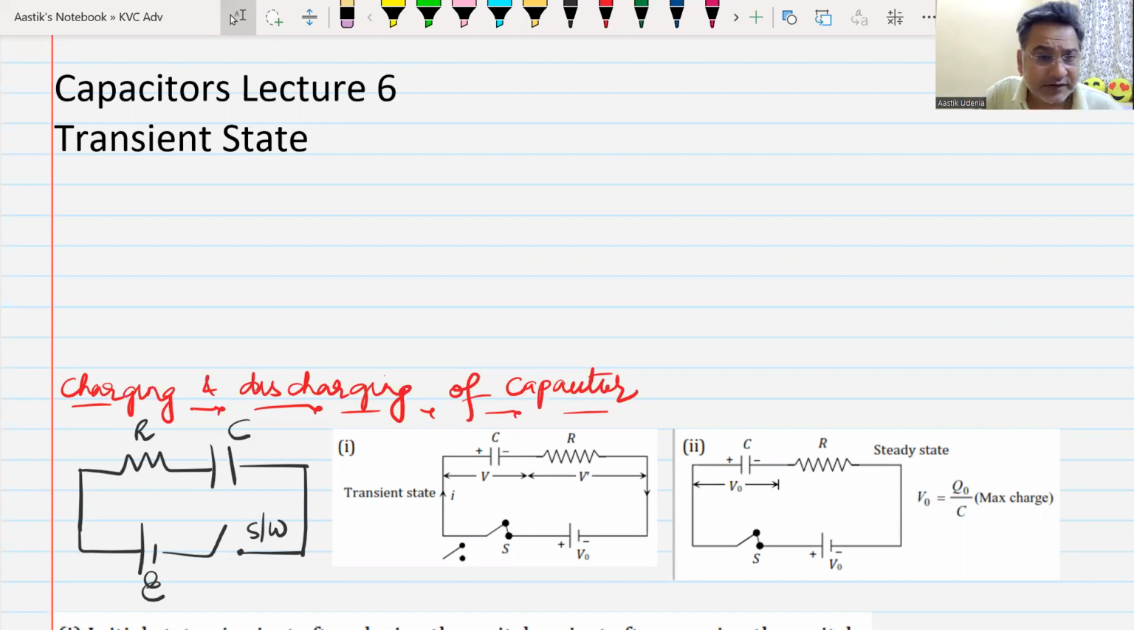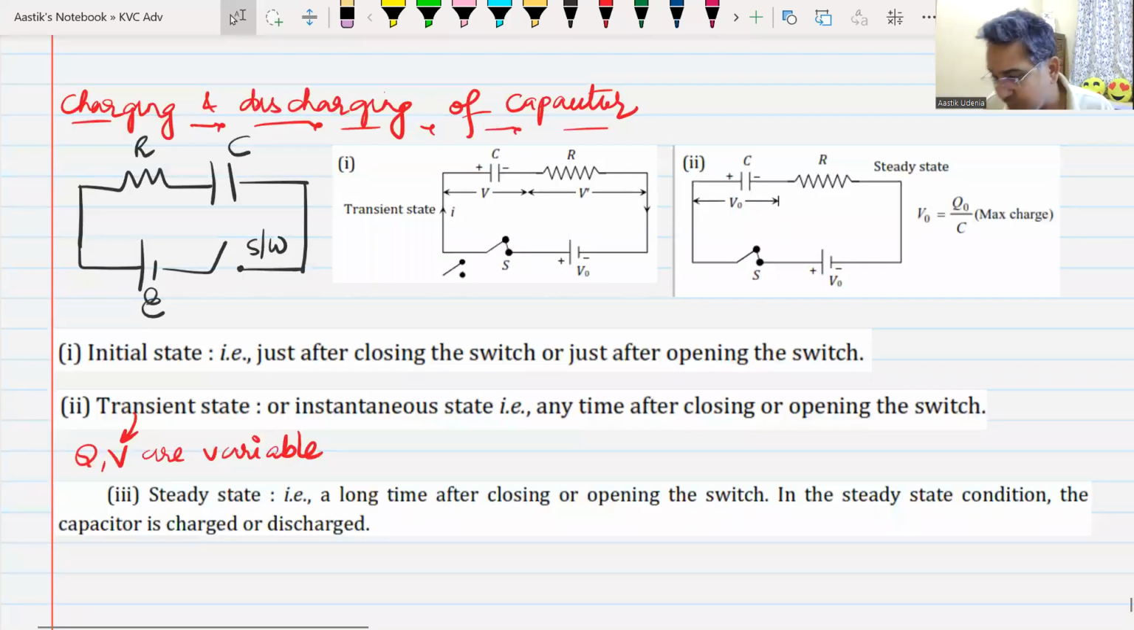I think we will continue what we were doing in the morning class, and we will continue with the transient state. As I told you, we are dealing with the charging and discharging of a capacitor. Now, just to bifurcate into different stages, I can call the first stage the initial stage. There is the capacitor, let us say, initially uncharged.